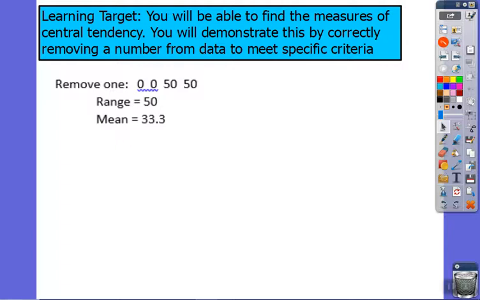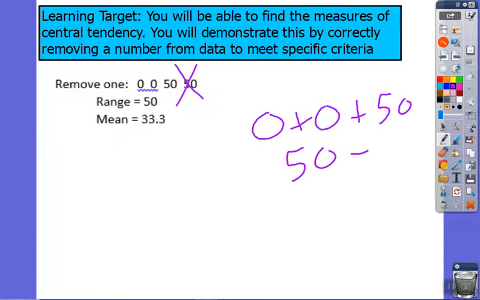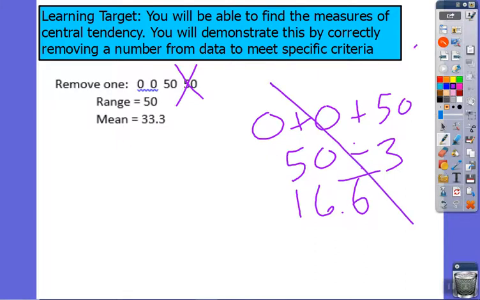Okay, so 0, 0, 50, 50. They're already in order. I want the range to be 50, so it's got to go from 0 to 50, so that's not going to be an issue. And I want it to have a mean of 33.3. So let's try removing one of the 50s and see what that gets us. So the mean would be add them up, the ones that are left, which is 50, divide by how many, and there are 3 numbers, and 50 divided by 3 is 16.6 repeating. So that is not what I want to try.